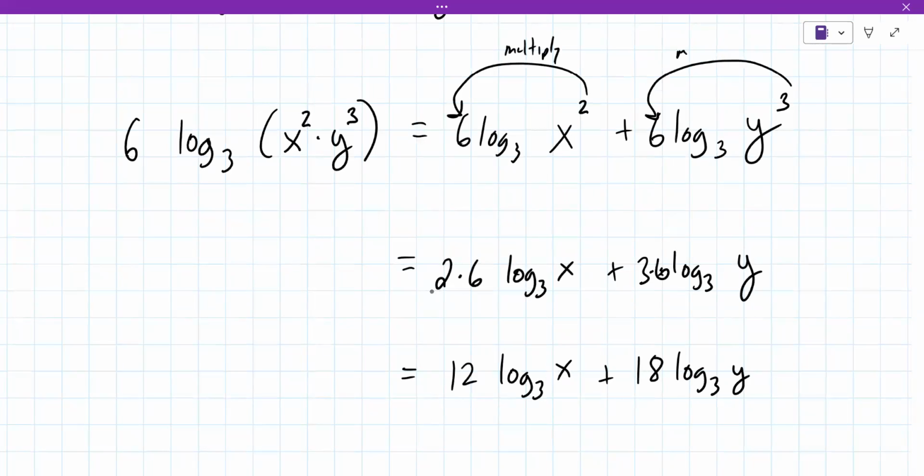Okay. Is that clear? Okay, because I'm going to have you try one now, and I want you to ask me any questions. Then you take the product and it becomes a sum, but you give that 6 to both of them, and then you bring the exponents down and multiply.